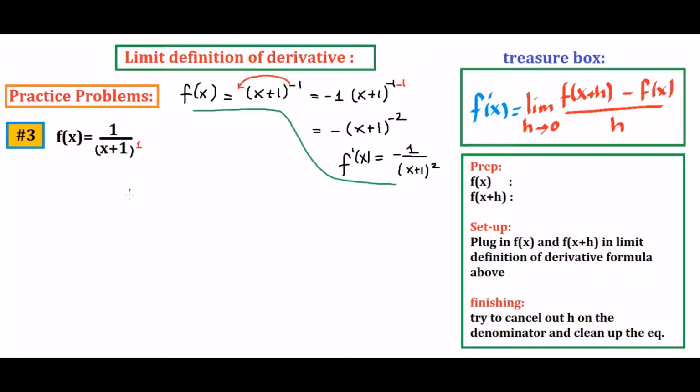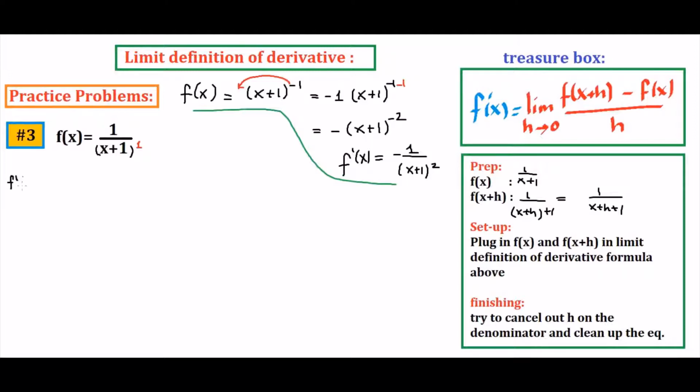Okay, now we're going to apply limit definition of derivative. We will start with the prep. Our f of x is the original problem. F of x is given 1 over x plus 1. F of x plus h is wherever I place x plus h into x in the original function. So it will be 1 over x plus h instead of this x plus 1. And if you rearrange this, 1 over x plus h plus 1.